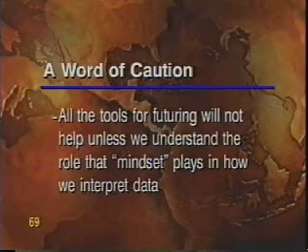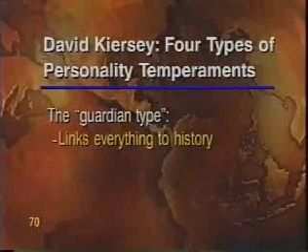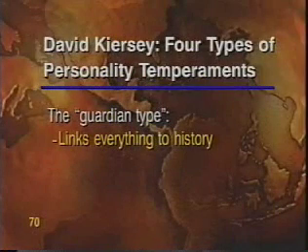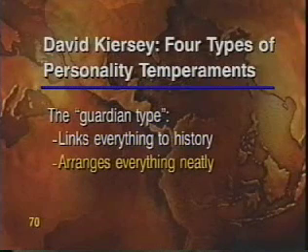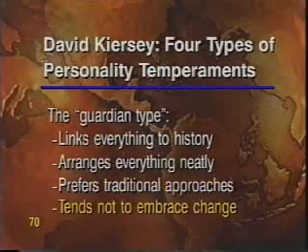This can range from an individual's personality preference to one adopted by an entire organization. For example, in the personality works of David Keirsey, he defines 4 types of temperaments, one of which he describes as a guardian. The guardian temperament tends to link everything to history, arranges everything neatly in order, prefers traditional approaches, and tends not to embrace change. Unconsciously, the future is an area that tends to be avoided since it is unknown.